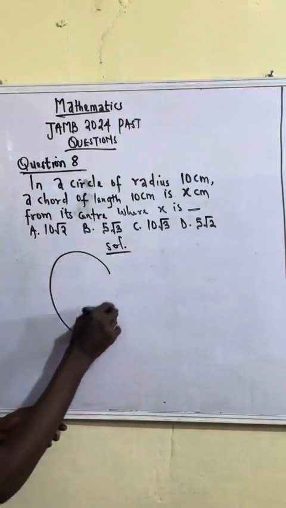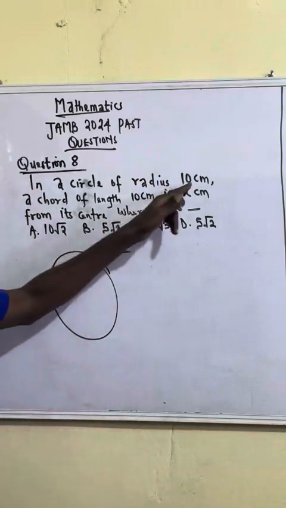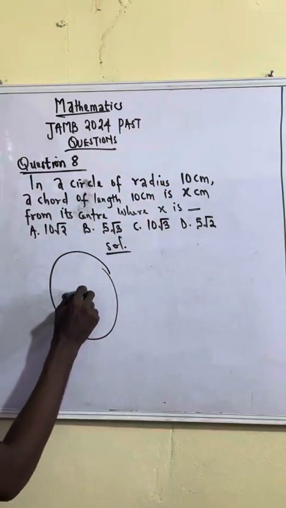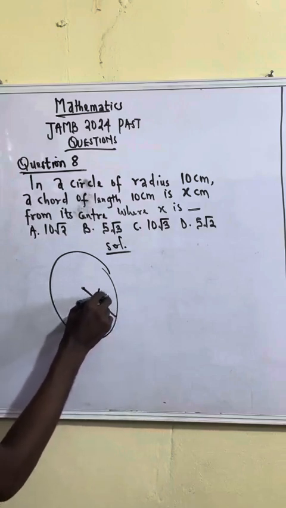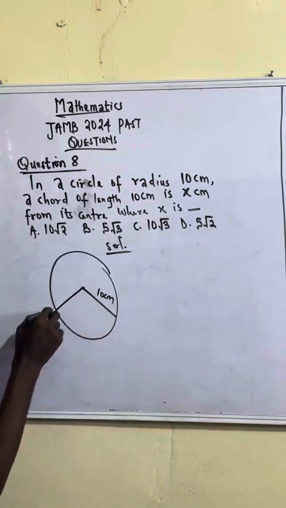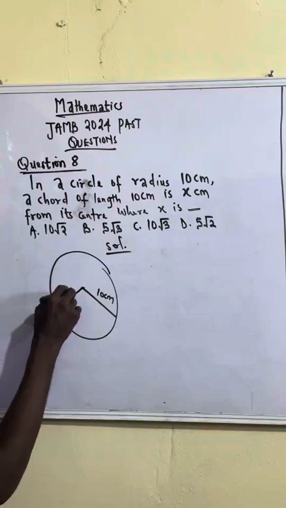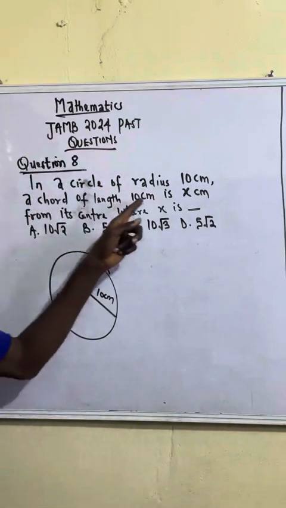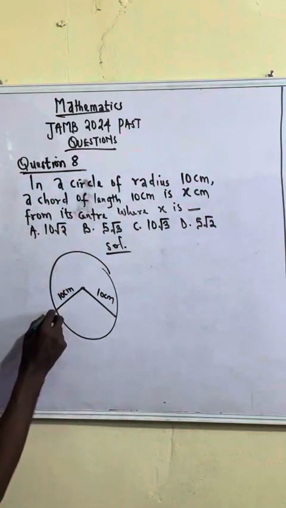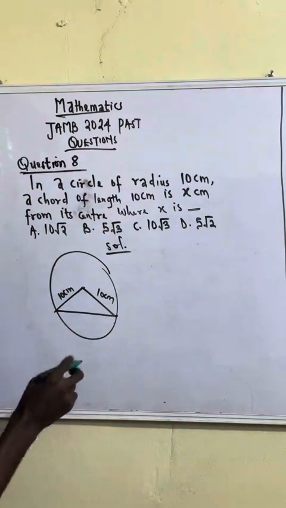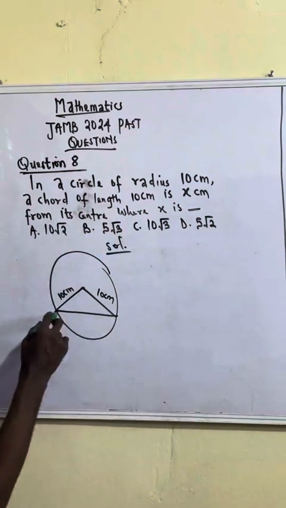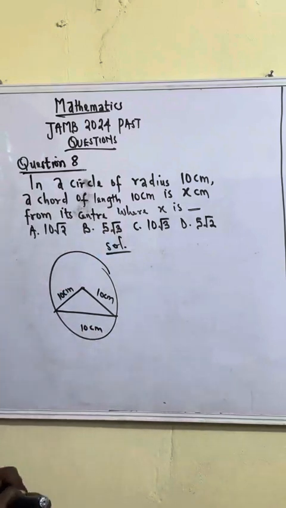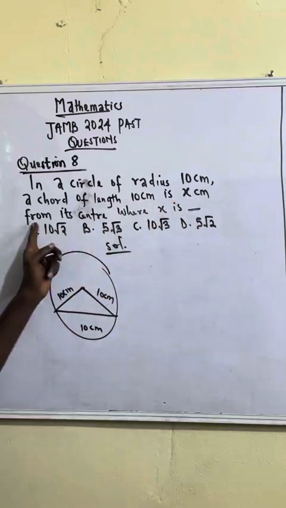This is the circle. And they said the radius of the circle is 10 centimeter. So let's say this is a radius, 10 centimeter. Then we have another radius like this, which is 10 centimeter. Now they said a chord of length 10 centimeter. Let's just draw the chord of length 10 centimeter here. So the whole of this is 10 centimeter. Let me put it here, 10 centimeter. And they said is x centimeter from the center.